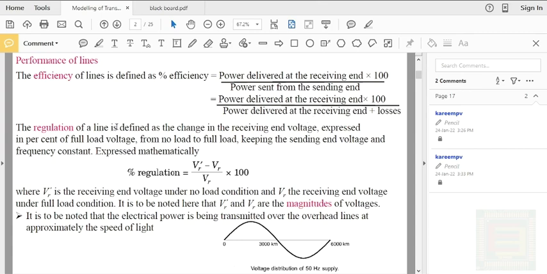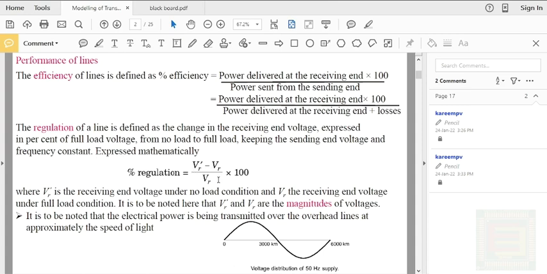The regulation of a transmission line is defined as the change in the receiving end voltage, expressed as a percentage of the full load voltage, that is the rated voltage, from no load to full load. That is the change in receiving end voltage from no load to full load. You can see this difference. When the transmission line is on full load, it will have some terminal voltage, and when the load is fully removed, or when the transmission line is on no load, the terminal voltage will be different. So this difference expressed as a percentage of the full load voltage is known as the percentage regulation.